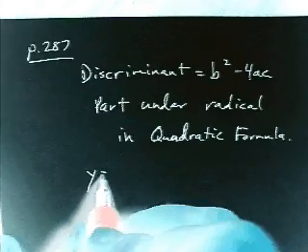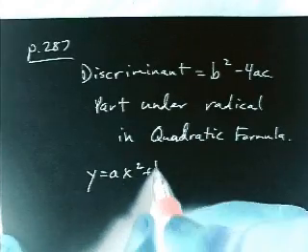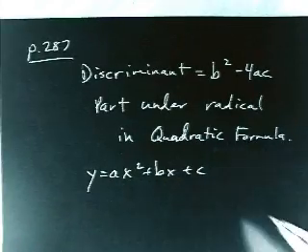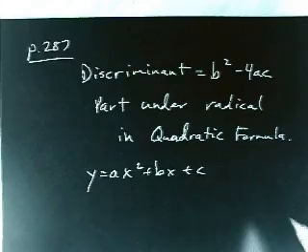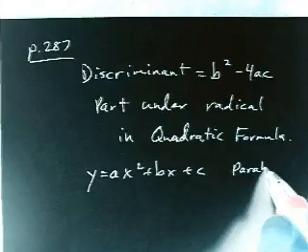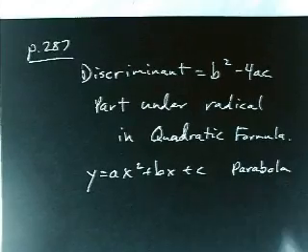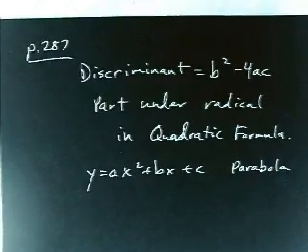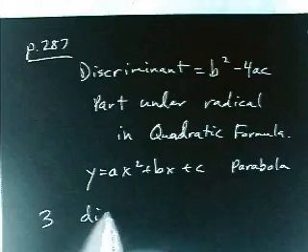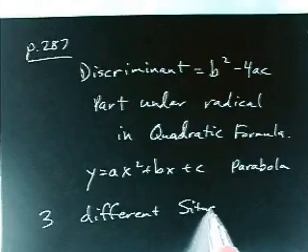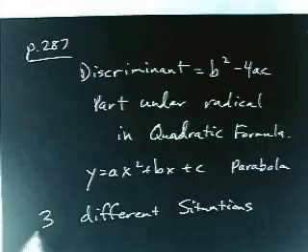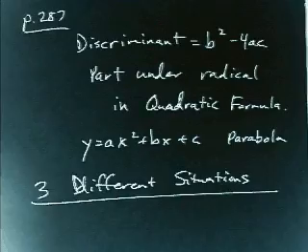Okay, keep in mind we're talking about ax squared plus bx plus c. Now what's the graph of this look like? This is a quadratic. Therefore the graph looks like a parabola. We talked about that in chapter 5 section 1. There are 3 different situations that you're going to run across.